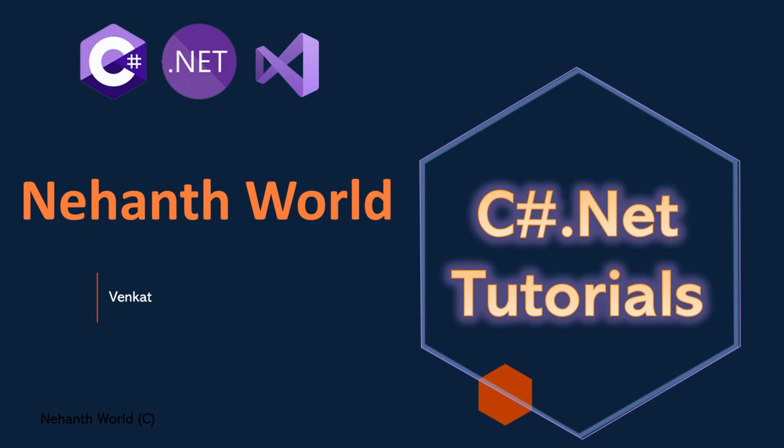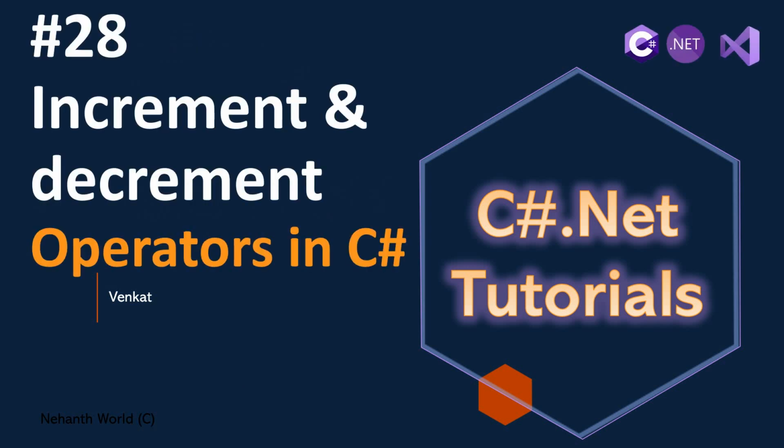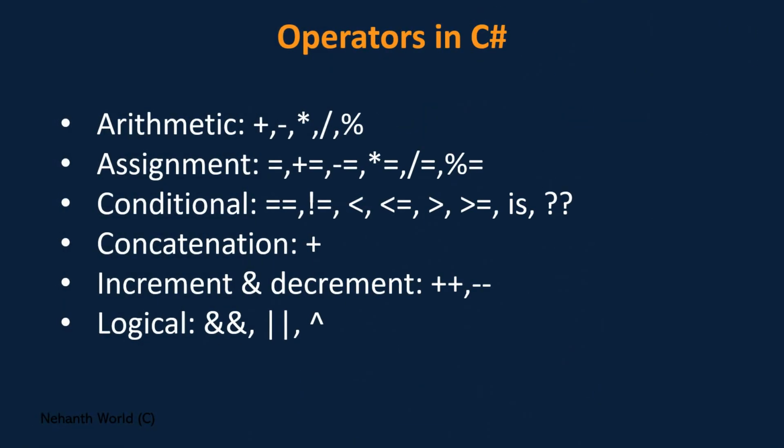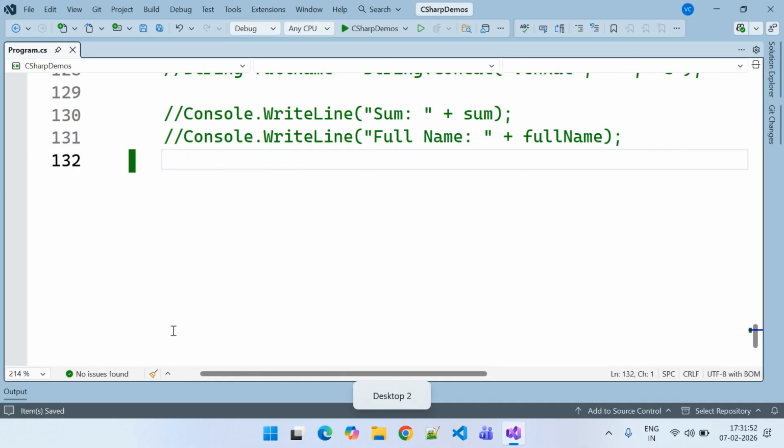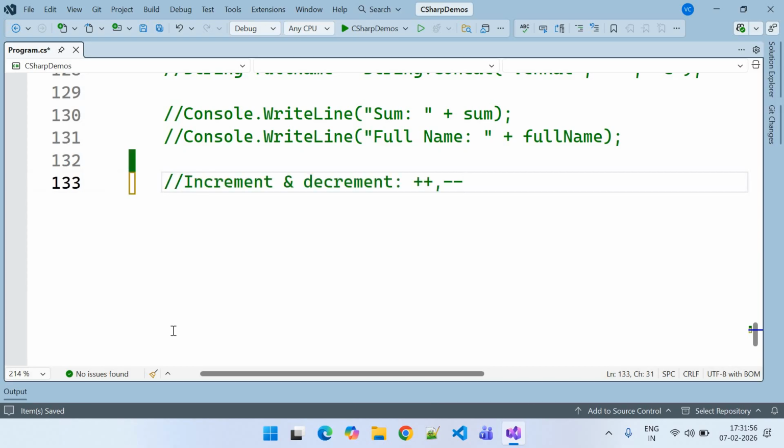Welcome back to C#.NET tutorials. We are discussing the operators in C#. In this video, let us discuss increment and decrement operators. So here you can see we have completed arithmetic, assignment, conditional, concatenation operators. Now we are seeing increment and decrement operators. I have commented the previous examples, so let us see the increment and decrement operators.